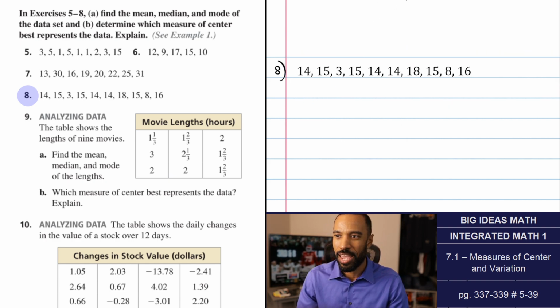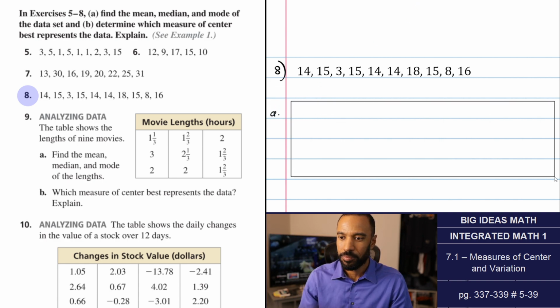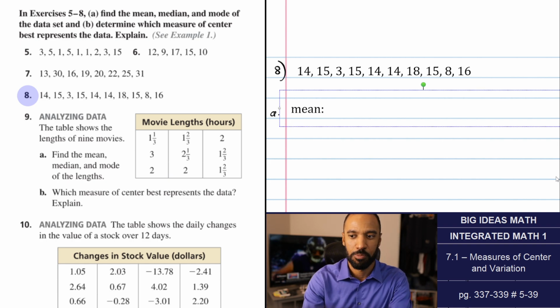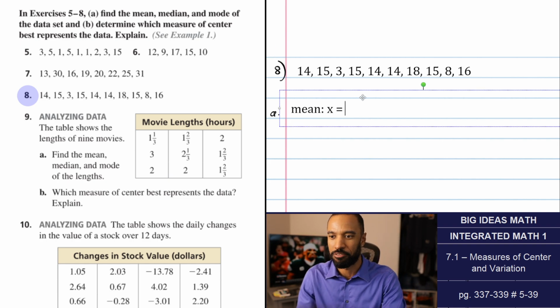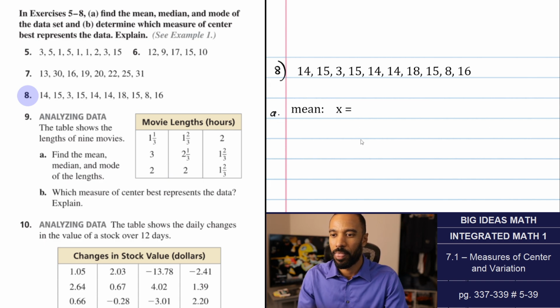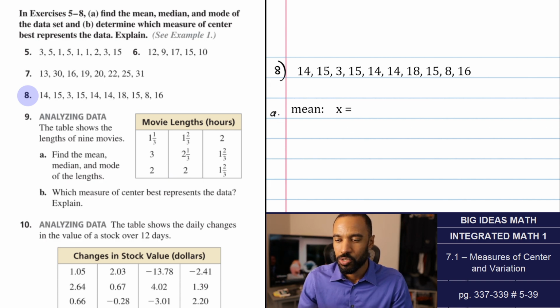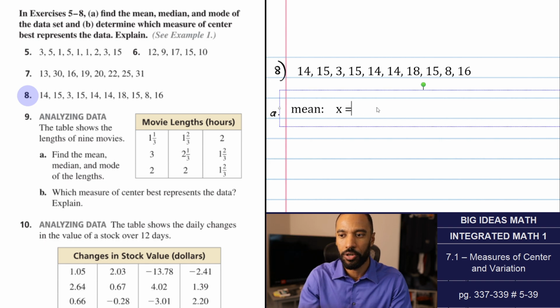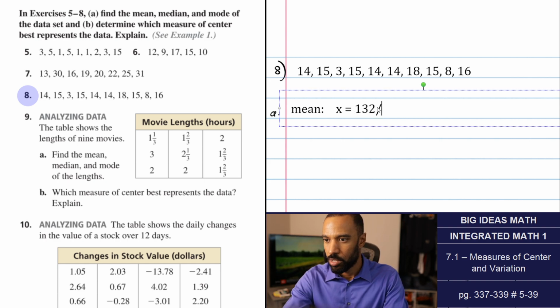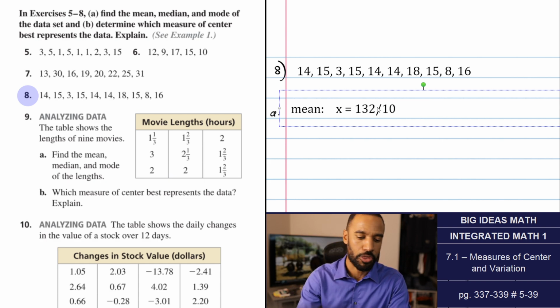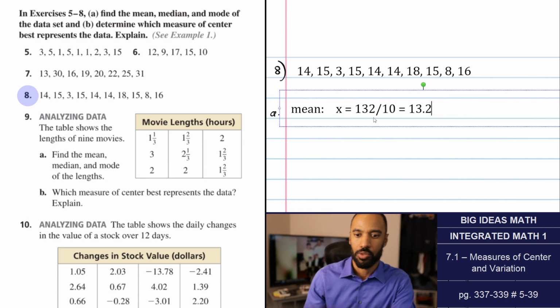All right, so part A, the mean. Now, I can't put an X bar there. I'm going to put X right now. I'll put the X bar afterward. So, 14, 29, 32, 47, 61, 75, 93, 108, 116, 132. So 132 divided by, was that 10 numbers? 10. That'll be 13.2. So there's our mean.